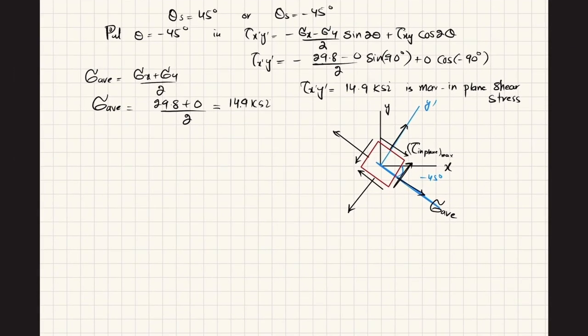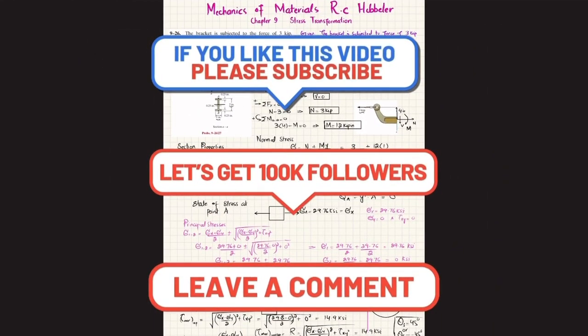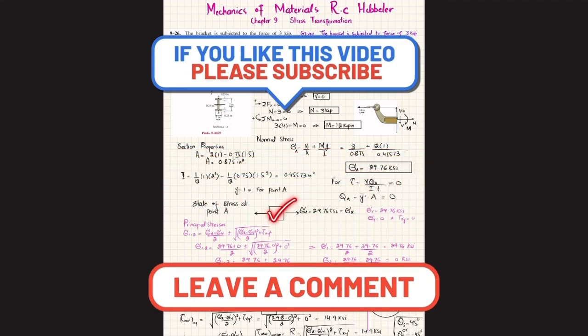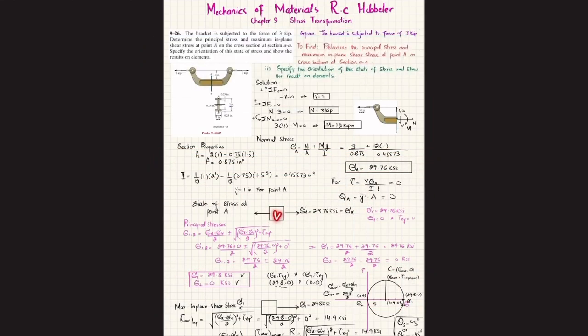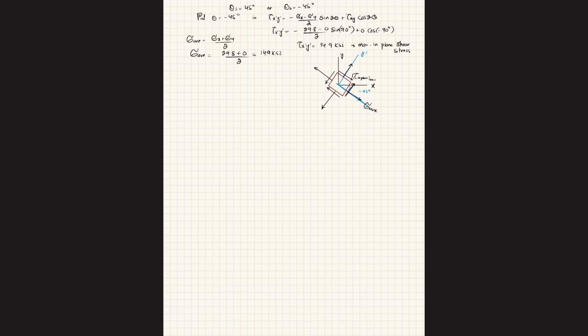So that was all about this problem 9-26, in which we have calculated the principal stresses, sigma 1 comma sigma 2, and represented them on the element and specified the location. Then we discussed the maximum in-plane shear stress using the normal equation as well as by using Mohr circle, and then we calculated the average normal stress and specified the state of stress at this theta s, which is minus 45.